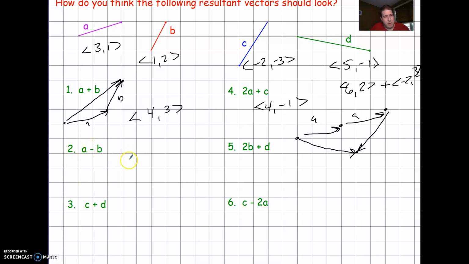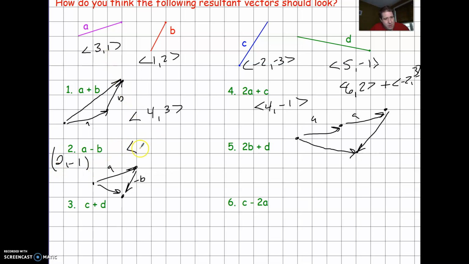So A minus B, I'll do a couple more. If I am subtracting, I'm going right 3, up 1, but then I want to take away B. So instead of going this direction, I'm going to do the exact opposite, which is going left 1, down 2, left 1, down 2. And there's A taking away B, and my resulting vector ends up being 2, -1.